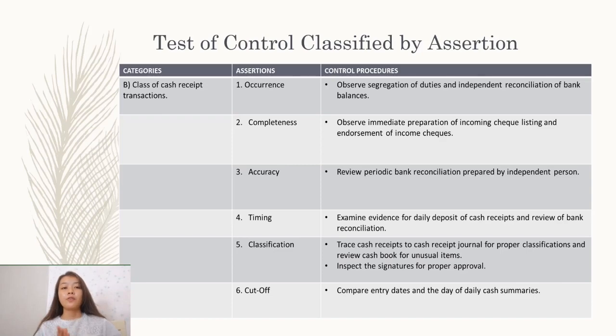The fifth one is classification, is to trace cash receipt to cash receipt journal for proper classification and review cash book for unusual item, and inspect the signature of proper approval. The last one is cutoff, is to compare entity date and the date of the daily cash summary.